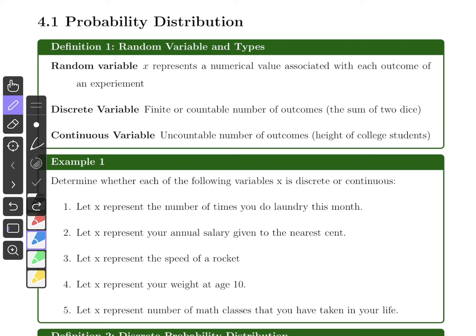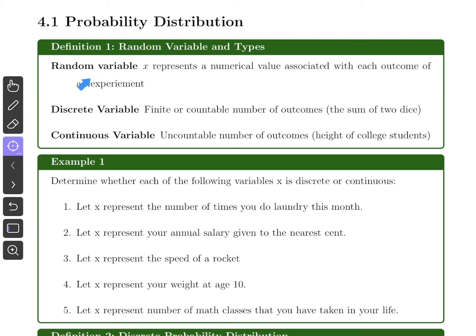All right, everyone, welcome to section 4.1, which is titled Probability Distribution. So, quick little definitions before we actually get into some examples on probability distribution. The first one, we've got three definitions up top. You can see right here.